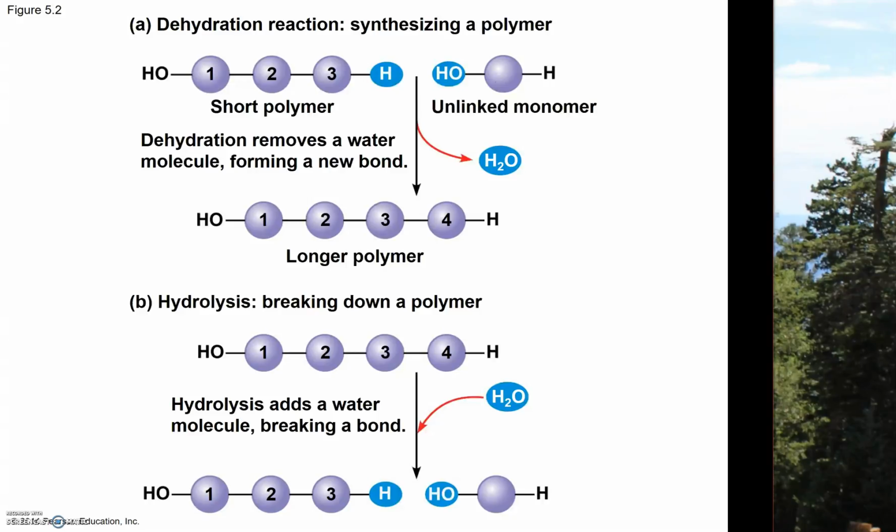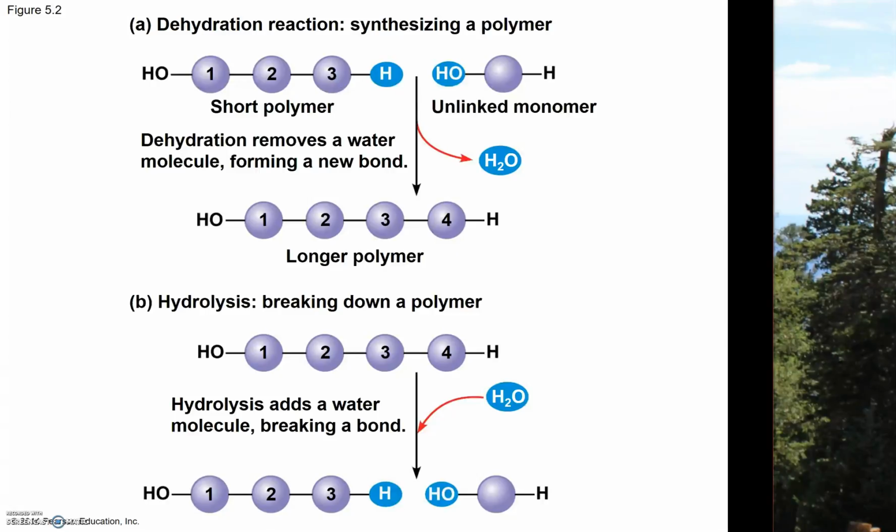To do this, we need to remove a water molecule. So you'll notice a hydrogen in blue there from the short polymer and a hydroxide from the unlinked monomer. Those make H2O. So we can remove those atoms out, making a water molecule. And as a result, we're going to link then the 3rd monomer with the 4th monomer, creating a slightly longer polymer, longer by 1 monomer, 4 instead of 3.